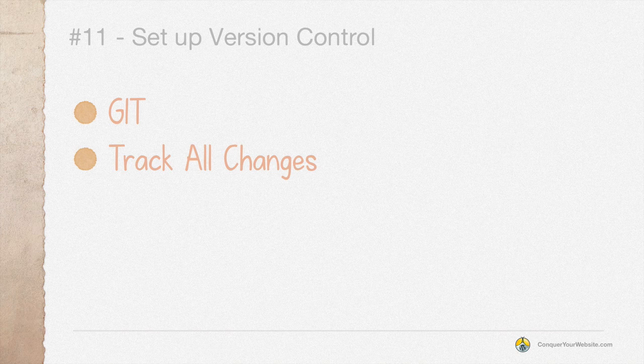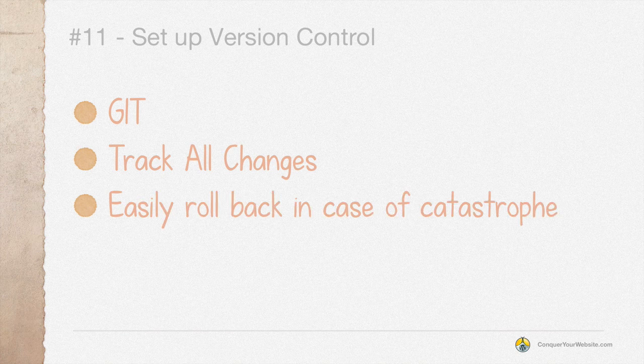I'm using a program on my Mac right now called SourceTree, and it does a really great job of tracking all the changes and things like that. And I can show you an example of that as well. And then in case there is a catastrophe, you can easily roll back. And so I really like that feature.